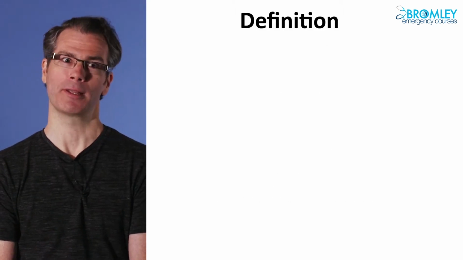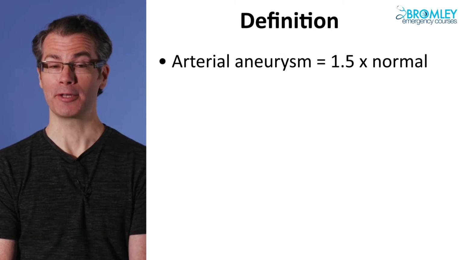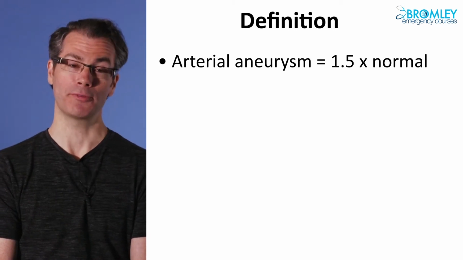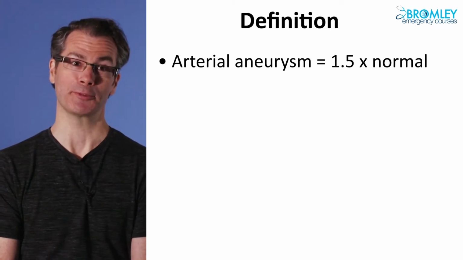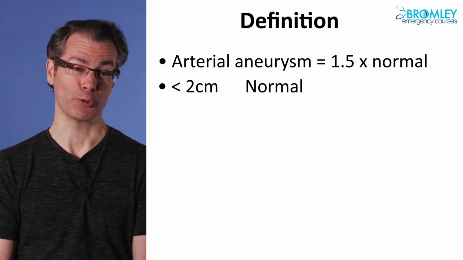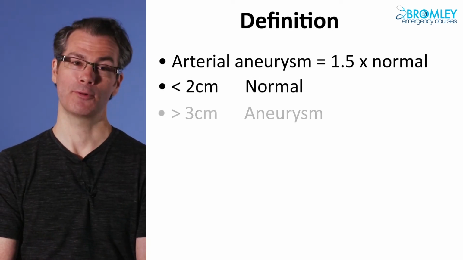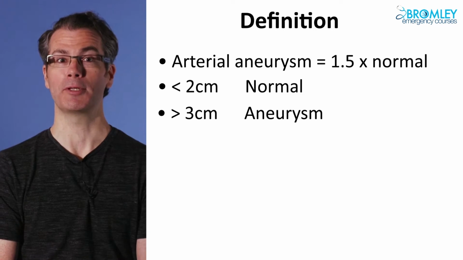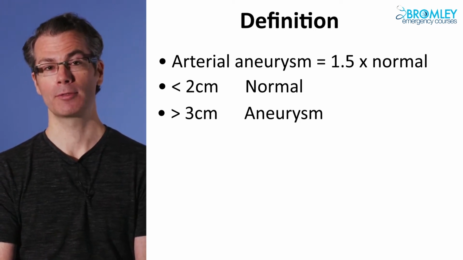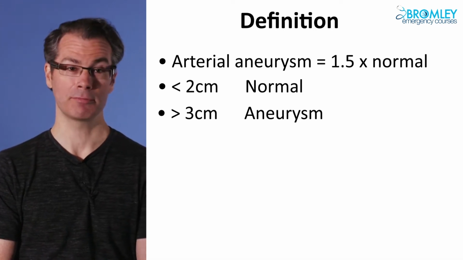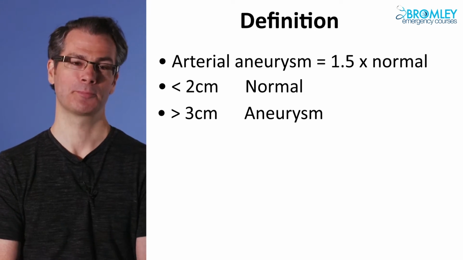So what is a AAA? Well, any arterial aneurysm is defined as 1.5 times the normal diameter of that vessel. And the aorta is normally 2 centimeters. Therefore, a AAA is anything 3 centimeters or more. And you can remember this because AAA has 3 A's, so 3 A's, 3 centimeters.